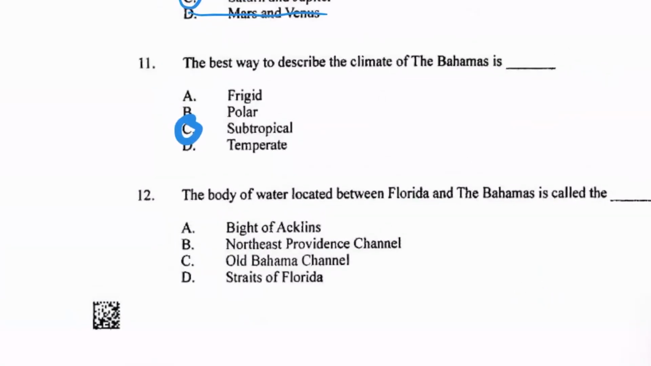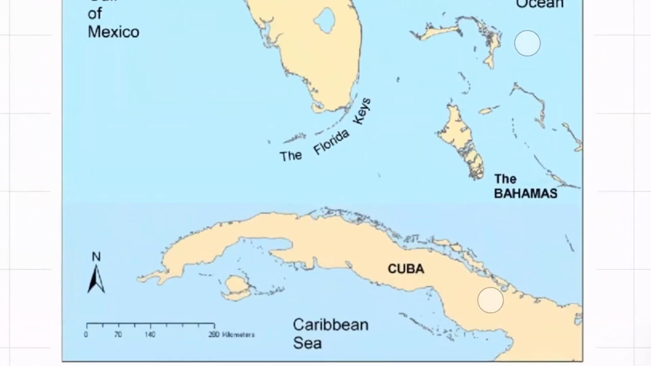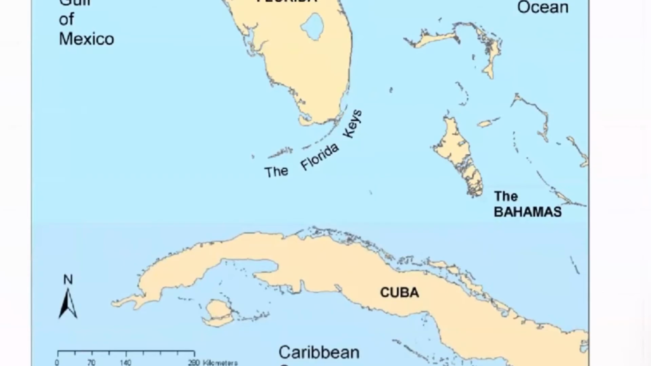And number 12, the body of water located between Florida and the Bahamas is called the A, Bight of Acklins, B, Northeast Providence Channel, C, Old Bahama Channel, or D, Straits of Florida. So far, everyone's saying D. Okay, so Che, you're saying the Northeast Providence Channel. All right, let's look at the map. This body of water located between the Bahamas and Florida, we're talking about this area right here. That body of water where I just drew the green arrows, that's called the Straits of Florida.